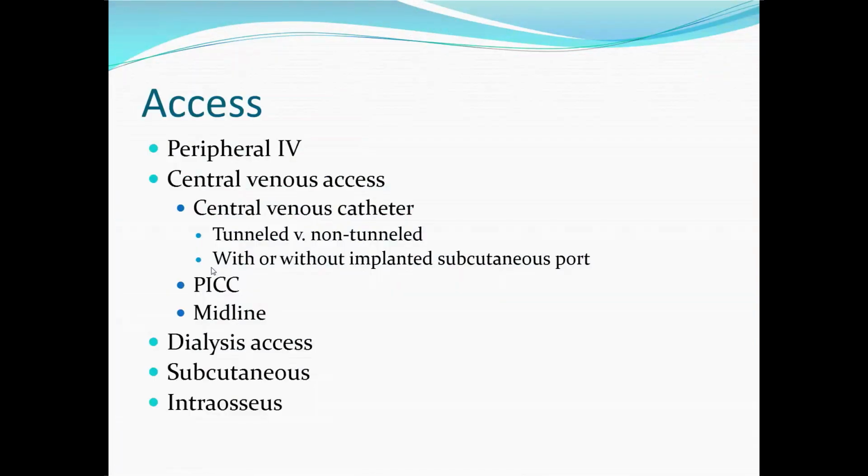So let's talk about IV access for a bit, the different types of access. So peripheral versus central venous, and with central venous, you've got tunneled versus non-tunneled, with or without an implanted subcutaneous port. And then you've got the in-between, the peripherally inserted central catheter. It is a central line, but it's being placed through a peripheral vein. And then the midline is the in-between. It's going through a peripheral vein.